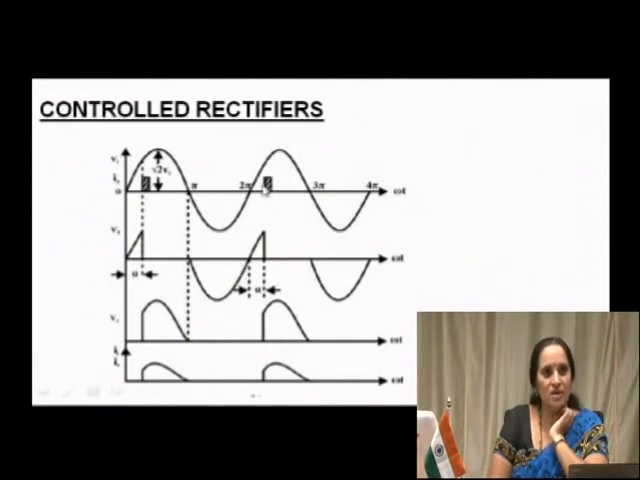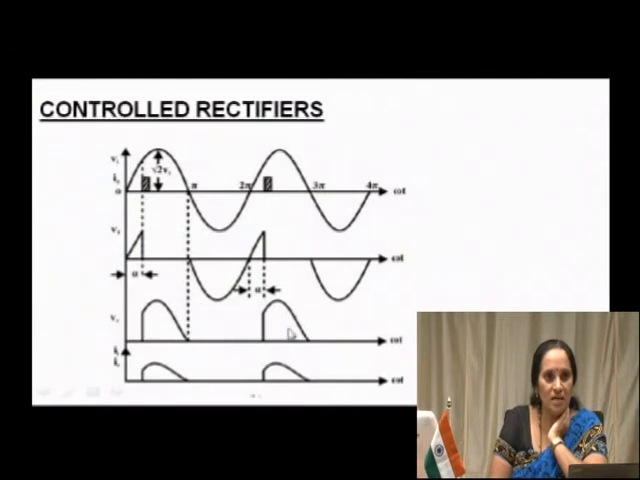Once again please see, in the next positive half I am triggering at this point. Till the moment I trigger, that voltage will be available across the thyristor. The moment I give another trigger pulse, all that voltage will fall across the load, so the thyristor voltage will be 0. And in the negative half, all the voltage appears across the thyristor. Now this is, please see, the output voltage.